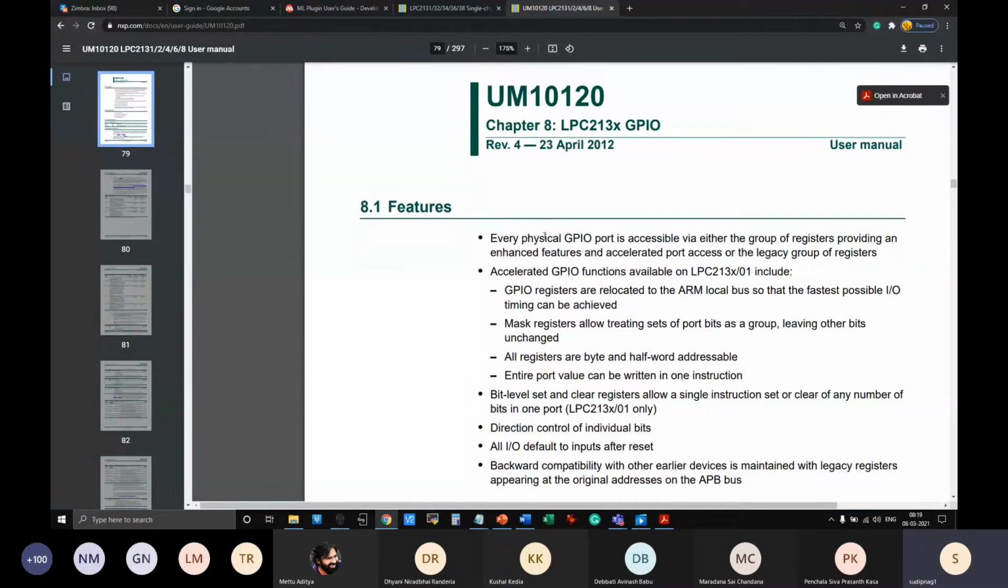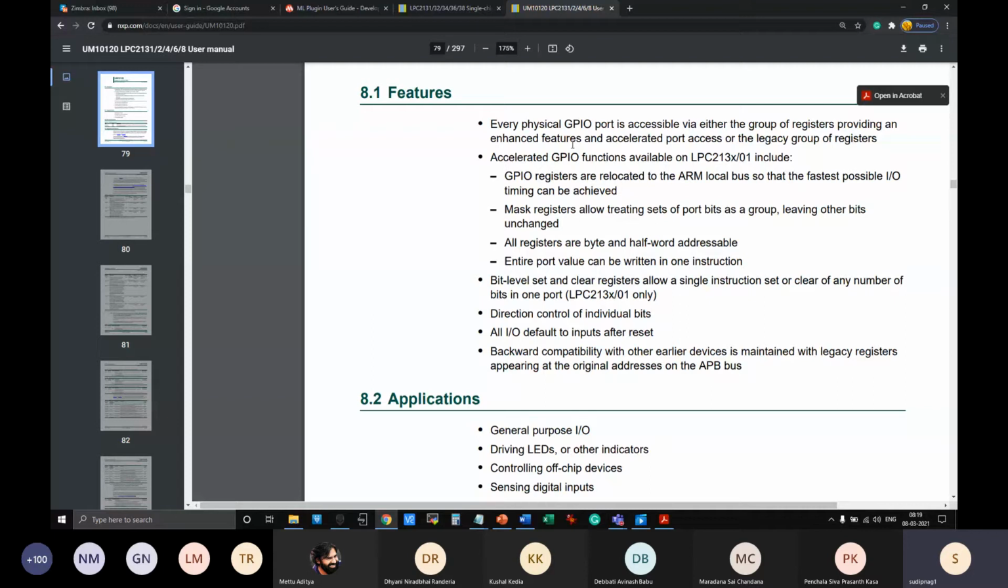So this is chapter number 8 in this particular manual. Now let's look at the features. Every physical GPIO port is accessible via the group of registers. These are the special function registers, providing enhanced features and accelerated port access, or the legacy group of registers. So that means there are different ways to access this register. There could be fast access like fast GPIO, there could be normal or legacy or old type of simple GPIO with slightly more latency, and also there are alternate functions which are accessible through GPIOs. So that's what this first line is actually trying to say.